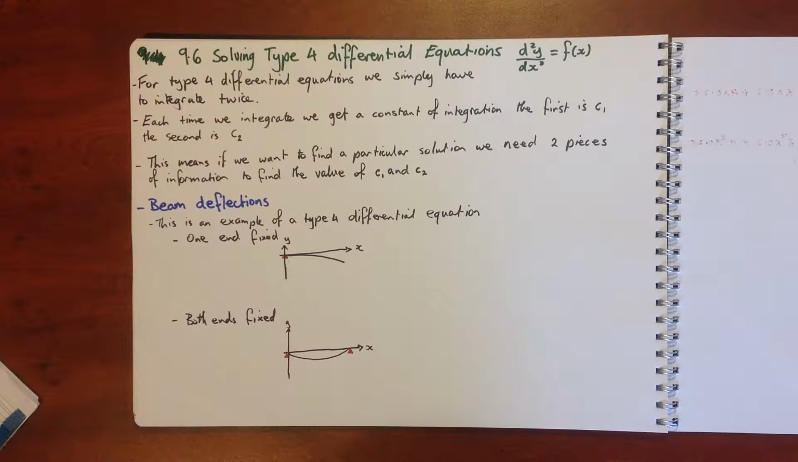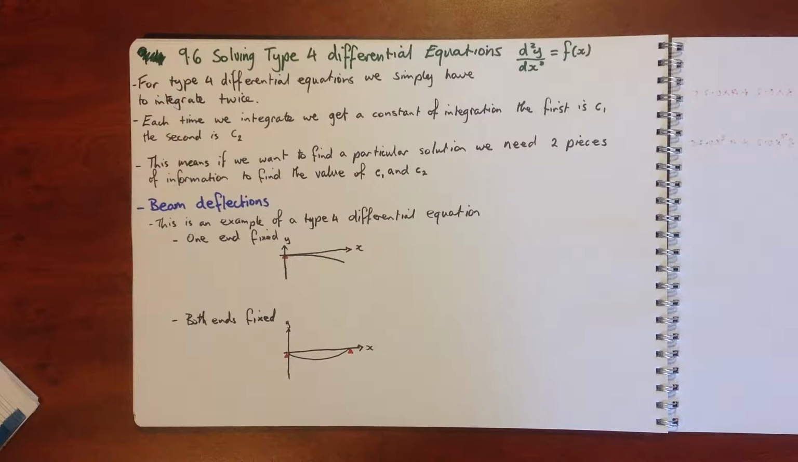This means if we want to find a particular solution, we're going to have to find both our C1 and C2 values. So we need two pieces of information to find them. What we'll do is use the information that we're given to find C1 after we've done the first integration. Then when we do the second integration, we get C2. We'll use our second bit of information to get its value.